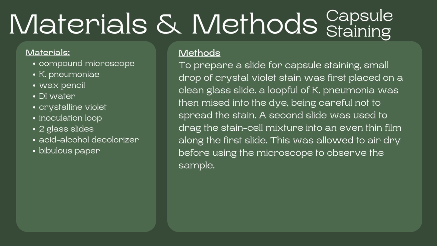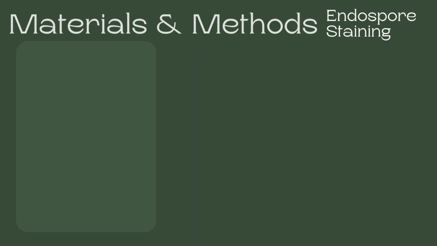To prepare a slide for the capsule staining, a small drop of crystal violet stain was placed on a clean glass slide, and then a loopful of K. pneumoniae was mixed into the dye, being careful not to spread the stain. A second slide was then used to drag the stained cell mixture into an even thin film along the first slide. This was allowed to air dry before using the microscope to observe the sample.